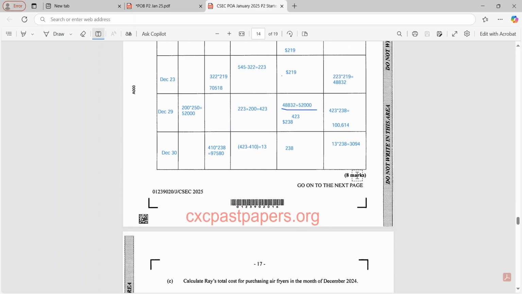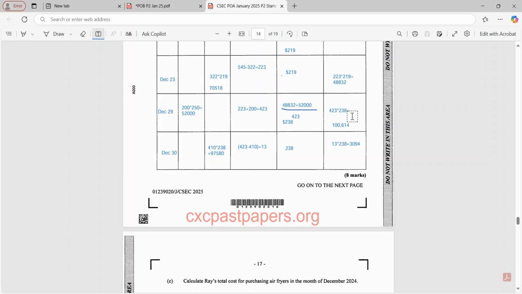So we go to the 29th. We had 200 units coming into the business at 250, giving us 52,000. We added 223 units to the units that we had before, plus the 200 we just got, and that gives us 423. We add our value of inventory that we had previously, 48,832 plus the 52,000, and divide it by the number of units that we now have, which gives us 238.